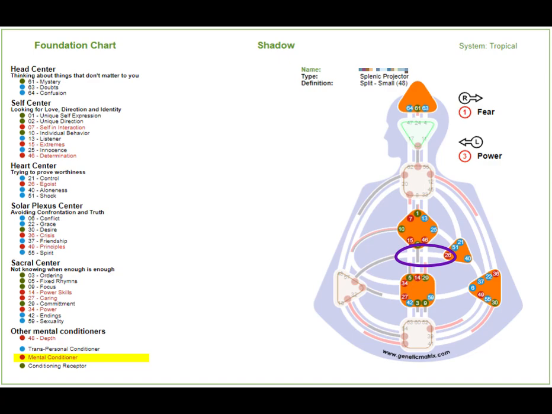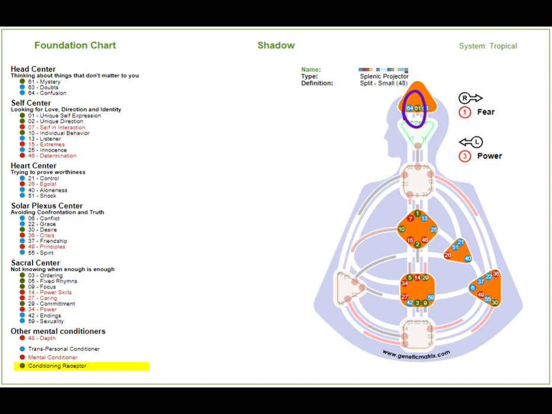The green dot, these are called conditioning receptors, and again, the mind, it's important to the mind, but it's not driving so much of the mental decision making. And again, I will talk about these in another video, but a conditioning receptor is a gate in an open center that is looking for the gate on the other side.